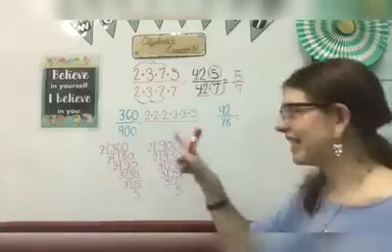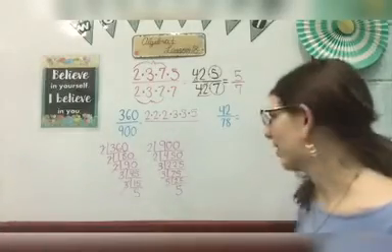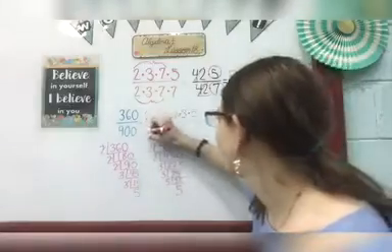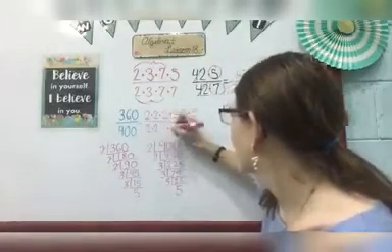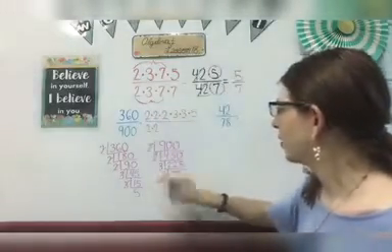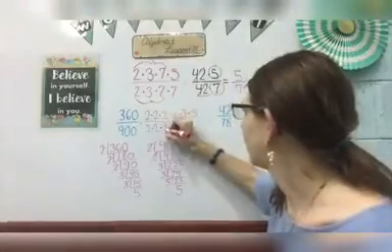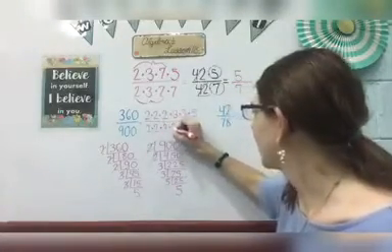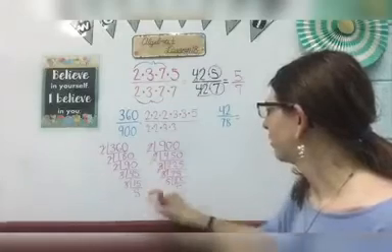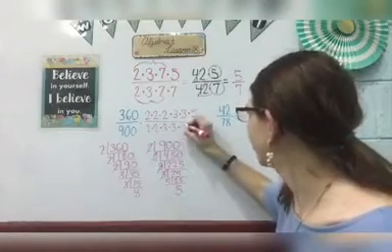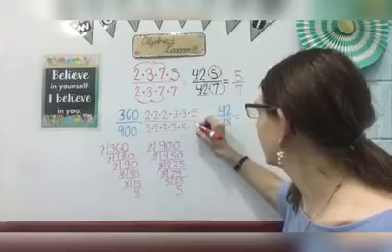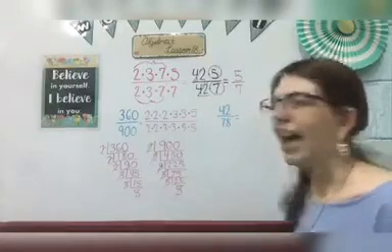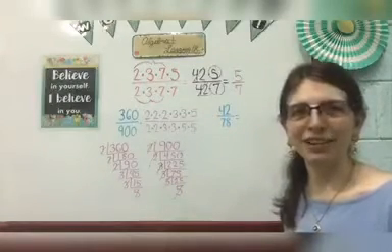Now I'm going to write these factors in my denominator. I have 2 2's, so 2 times 2. 2 3's, so times 3 times 3. 2 5's, 5 times 5. And I'm done. I have all my prime factors on there.